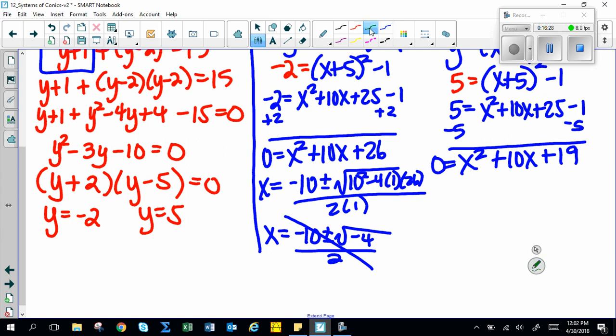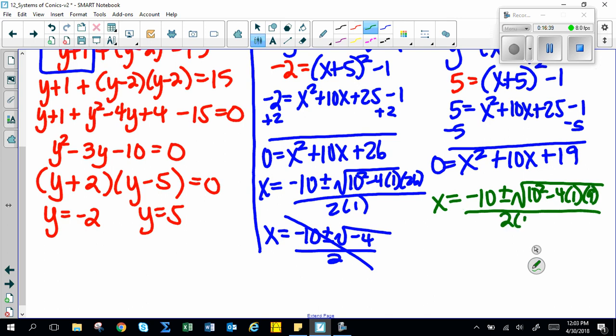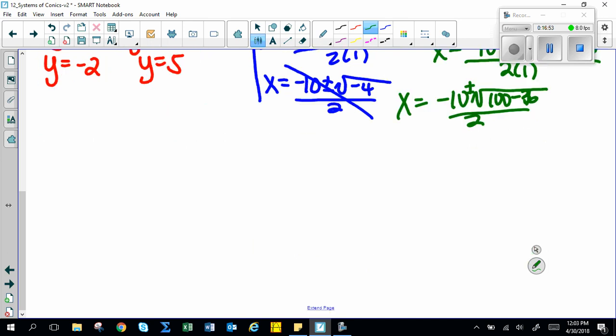If I look at my second one, let's see, x equals negative b plus or minus the square root of b squared minus 4 times a times c, all over 2 times a. So this is negative 10 plus or minus 100 minus 36 over 2. So x equals negative 10 plus or minus the square root of 64. Is that right? I don't think I got that earlier.